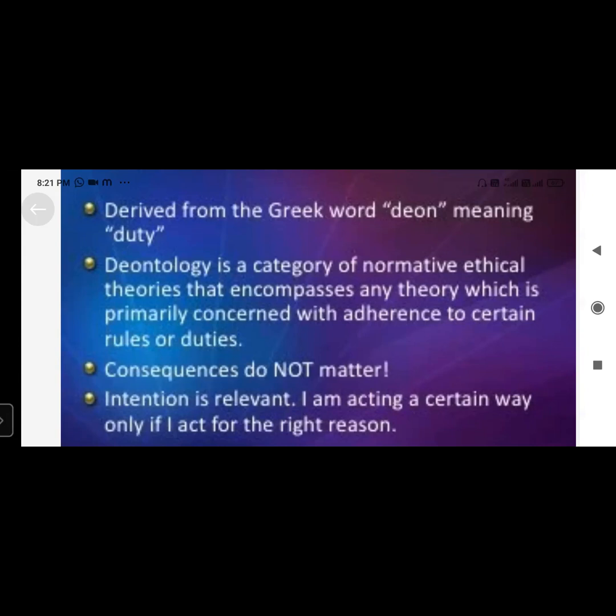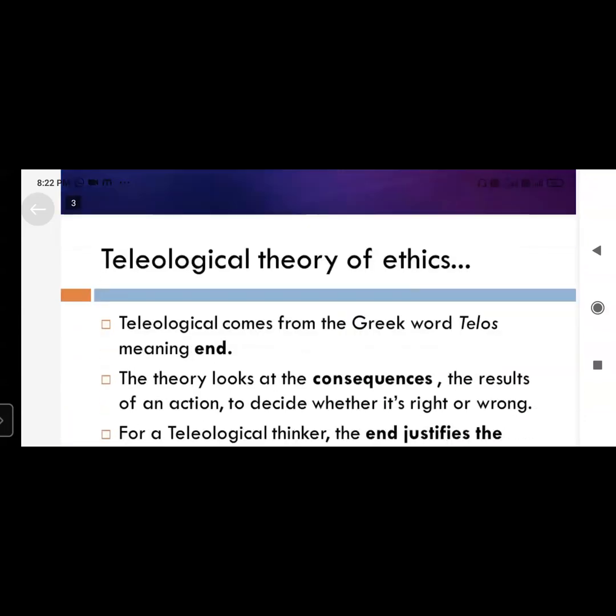Intention is relevant. I am acting in a certain way only if I act for the right reason. The meaning is very simple. Here, intention is relevant. Why did you take that decision, why did you do that work? If you are calculating the results and then doing that work, it is not deontological. If you are doing that job, completing that particular task only for the sake of your organization, for the development of your organization, not your personal development, then we can say that yes, this example can be categorized as deontological theories. So deontological theory can be categorized under non-consequential theories.